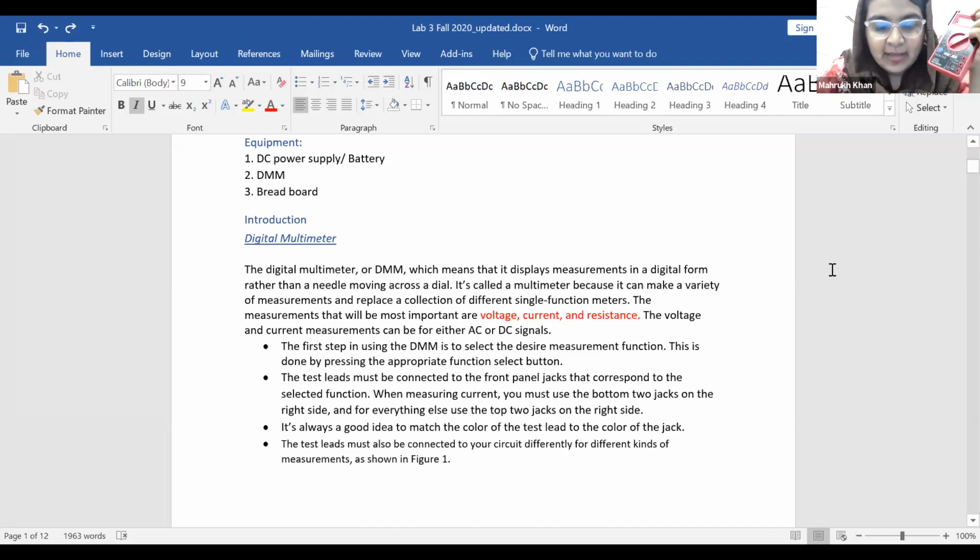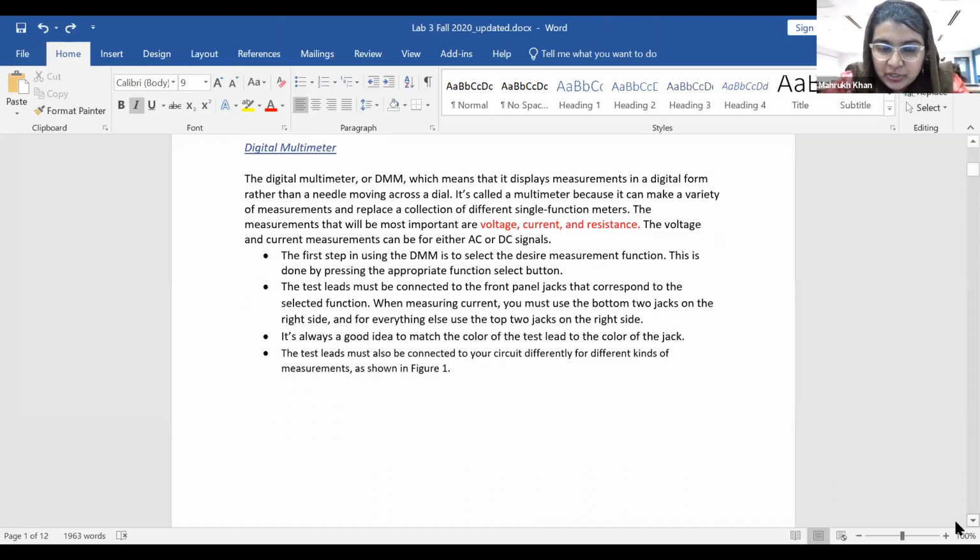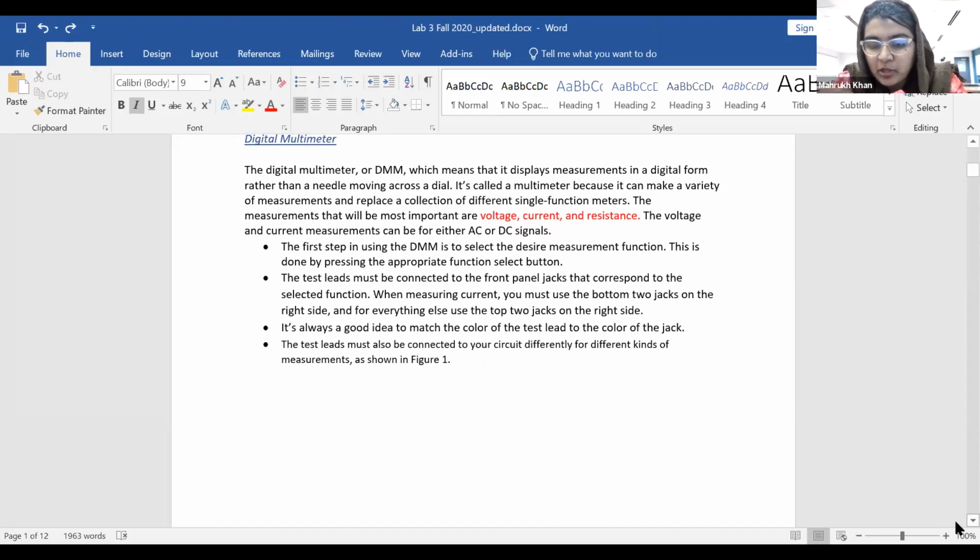And the first step with this DMM is to select the desired measurement function. If you have a look at it, it has multiple functions. It has DCV, which is DC voltage, DCA, which is DC current, amperes, and the ohm sign, which is resistance measurement. Okay, so if you want to measure, let's say, amperes, you will move the knob towards the ampere, and the dot of the knob tells you exactly which position it is.